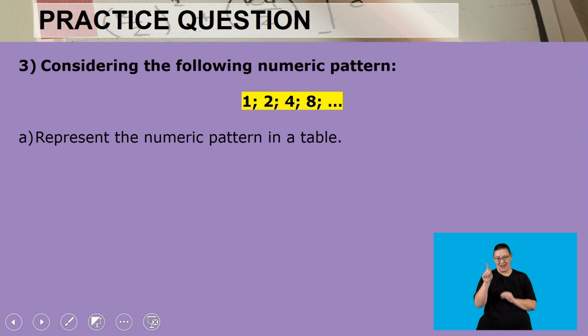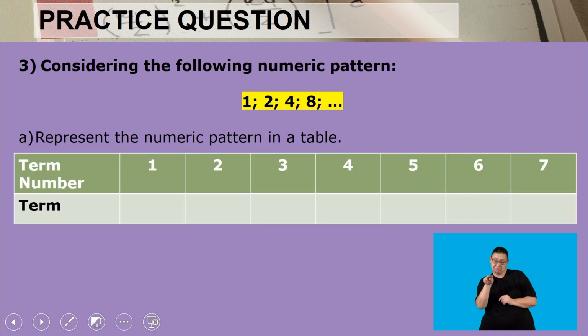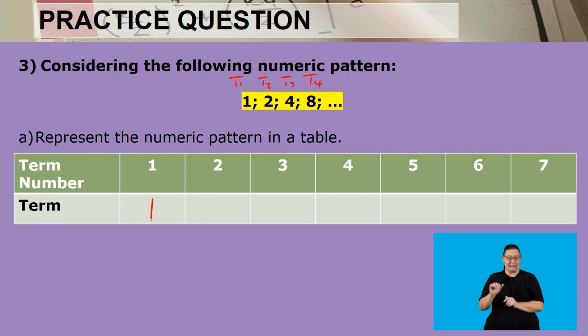Let's move on to the next question. Here it says, considering the following numeric pattern, 1, 2, 4, and 8, we are going to represent this numeric pattern in a table. So there is our table. The first 4 terms, of course, we can represent because we know what they are. But for us to find the rest of the terms, we need to know how we are moving from the first term to the second term. Now, we have 1 as the first term, 2 as the second term, 4 as the third term, and 8 as the fourth term. Let's see how we are moving within the terms.